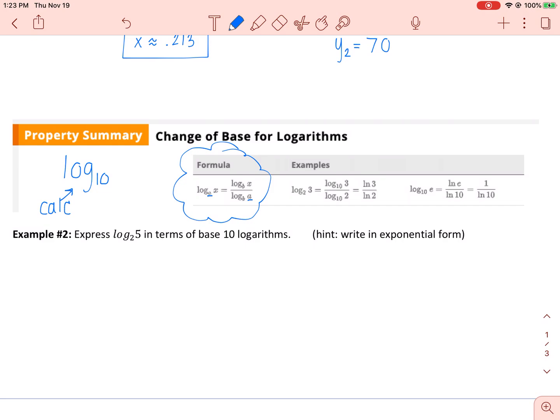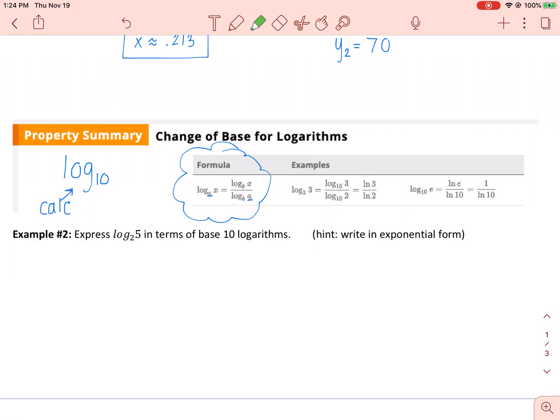Your x, the argument, is going to actually equal the argument of the numerator. So look at this quick example. It is log base 2 of 3. I cannot type that in my calculator. So I'm going to do the change of base.